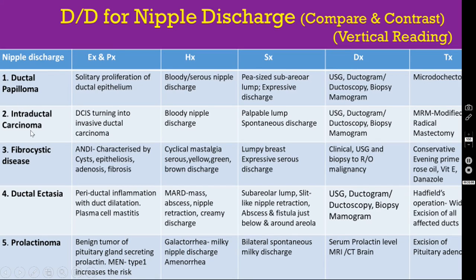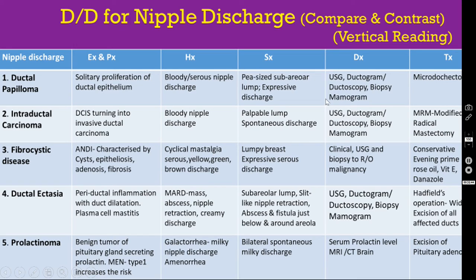So if it is intraductal carcinoma, the DCIS or ductal carcinoma in situ turns into invasive ductal carcinoma. That is the cause for intraductal carcinoma. The history, you will get bloody nipple discharge. Sign, a palpable lump will always be there if it is intraductal carcinoma, and the discharge is spontaneous. You need not press the breast. The discharge will come out spontaneously, and it is bloody nipple discharge, maybe from multiple ducts.